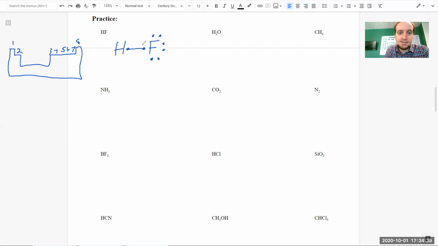So fluorine has its 7 dots. Hydrogen has its 1 dot. And then they're going to share. So the hydrogen will get one more to make 2. Fluorine will get one more to make 8. So that's one of the most simple compounds you could draw. Again, that's hydrogen monofluoride, or actually hydrofluoric acid.